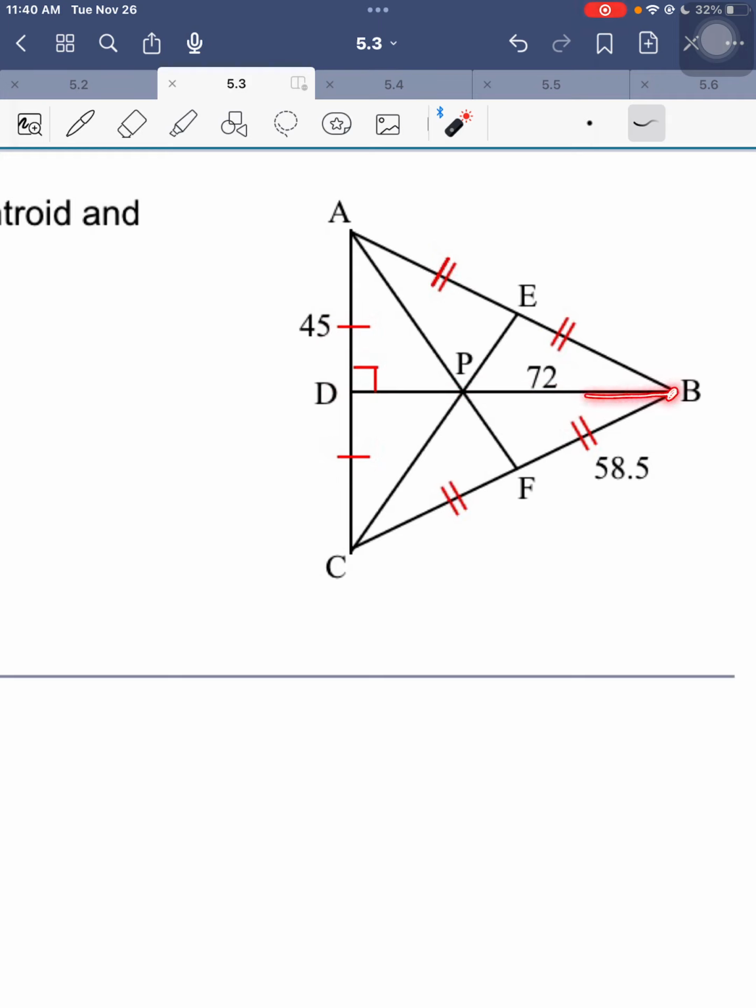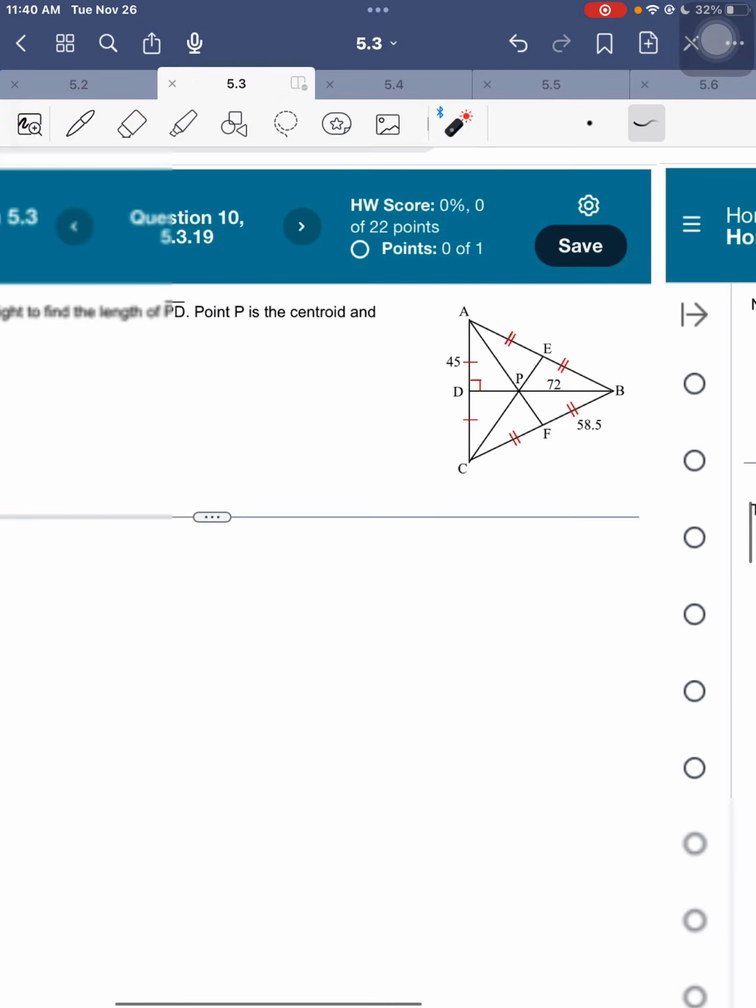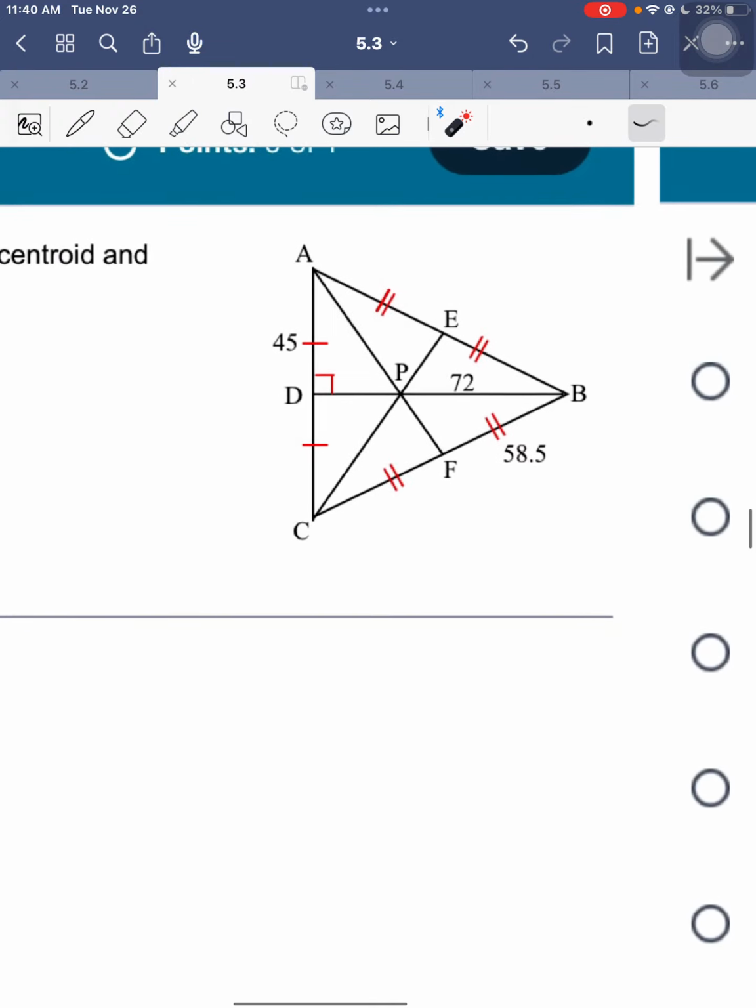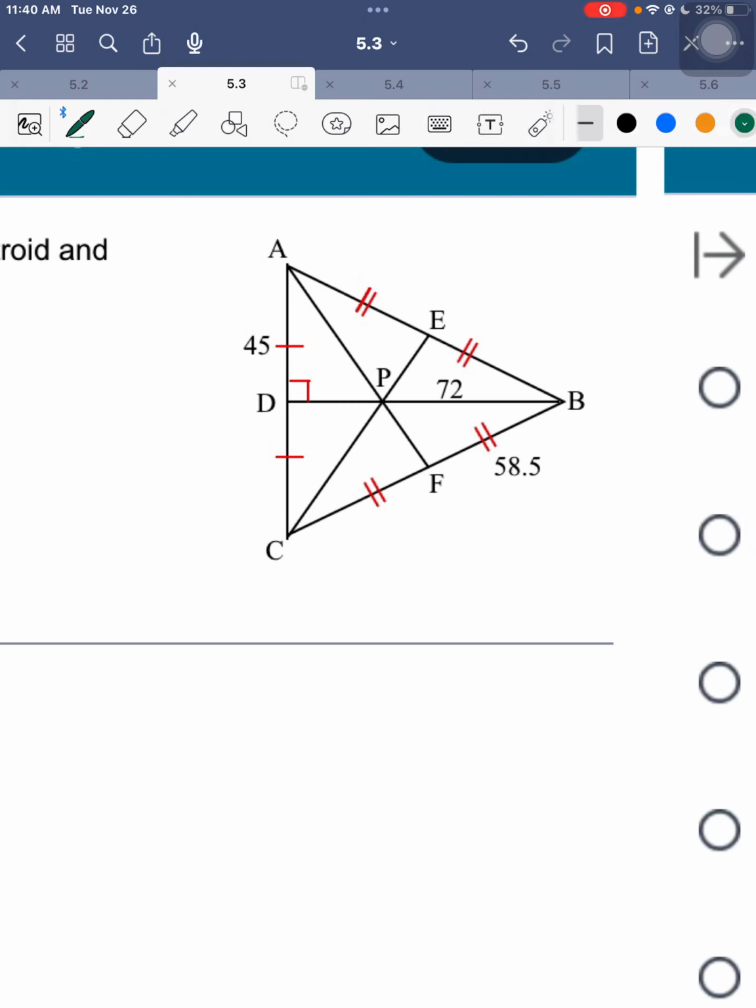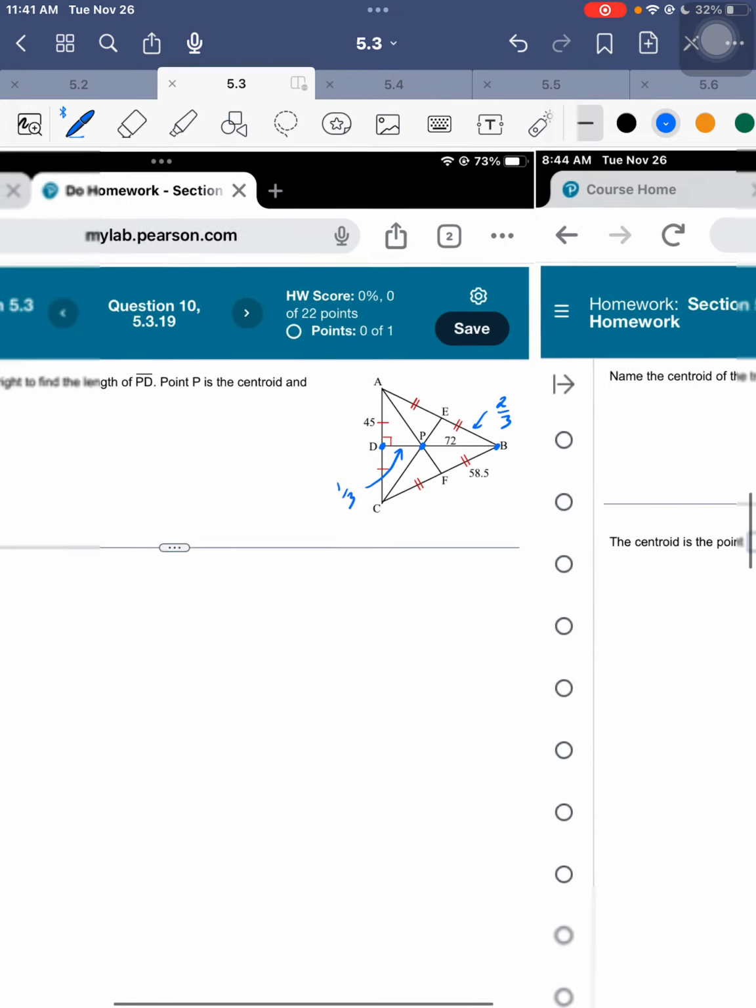You see here I'm drawing all the lines. So BD is a median as well as an altitude, okay? There's nothing wrong with that. Nobody said they couldn't be. But BD right here, let's just take a look at the fact that it's a median. So now, what did they want me to find? The length of PD. So in this line segment, which is a median, from my vertex to the centroid P is 2/3. From my centroid to the midpoint of the opposite side is 1/3.